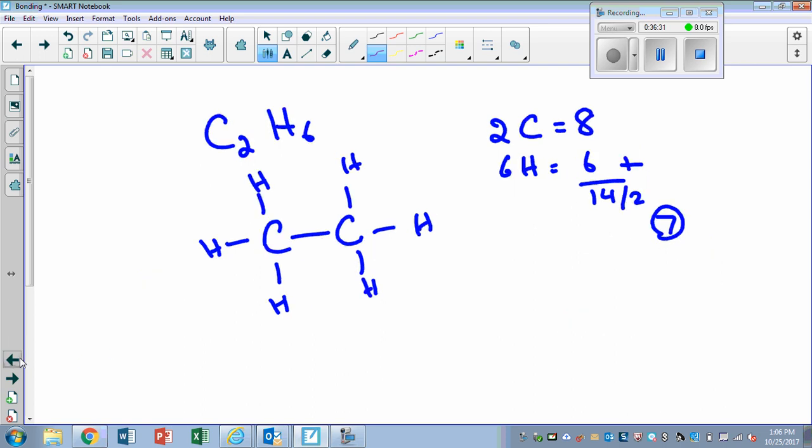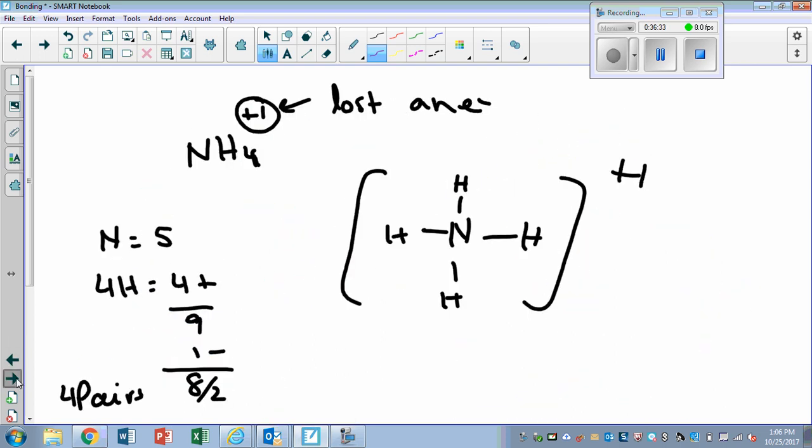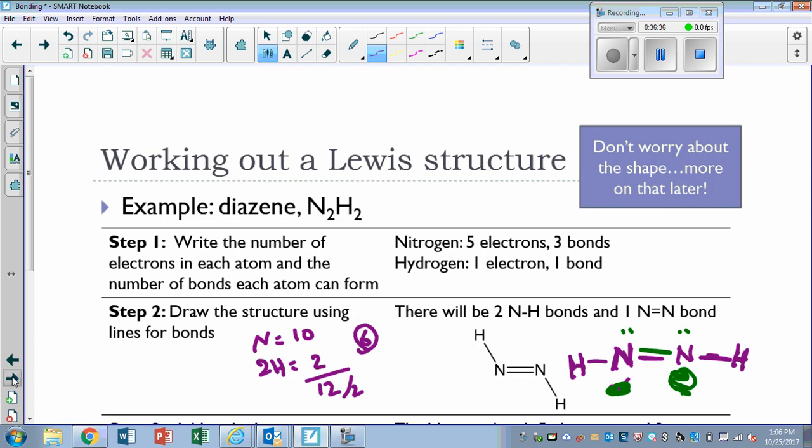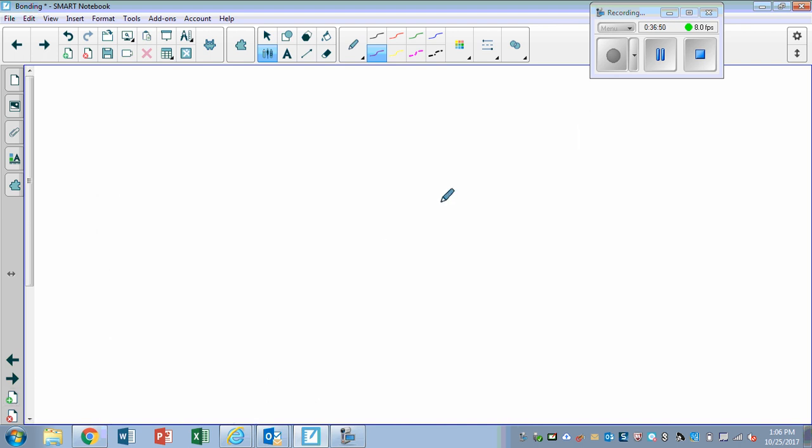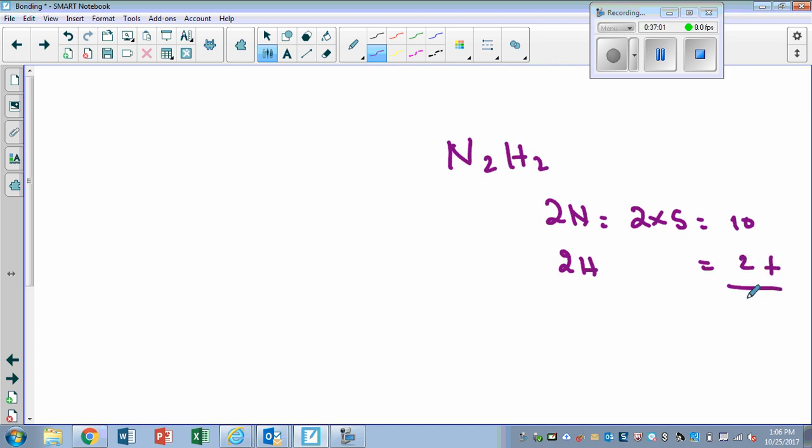Alright. And you have another pair as a dot. Okay, I know what I'm saying. I'm doing a wrong formula. N2H2. 2 nitrogens. 2 times 5 is 10. And 2 hydrogens bring in 2. That is 6 pairs. Now it makes sense.